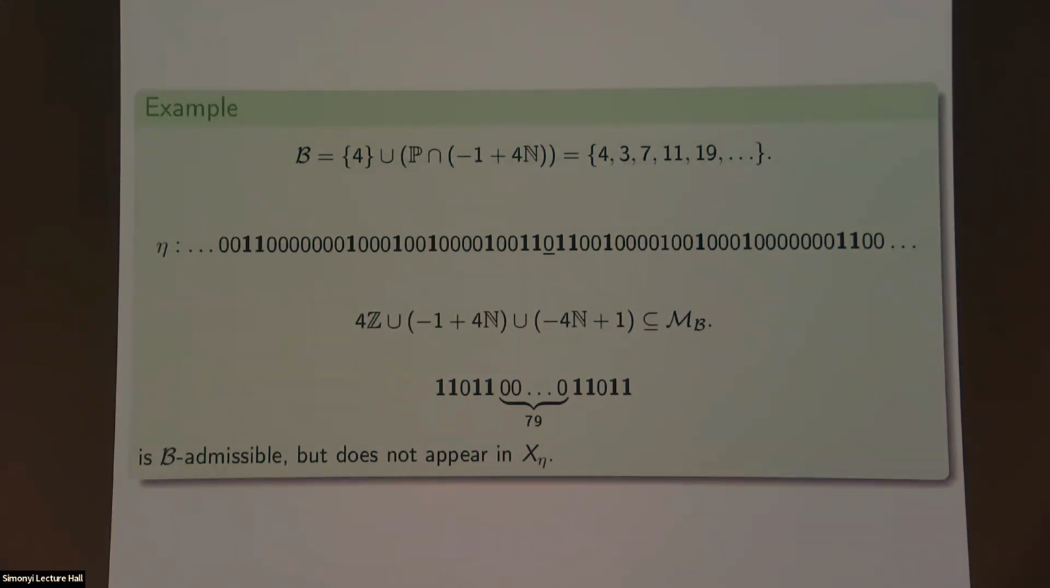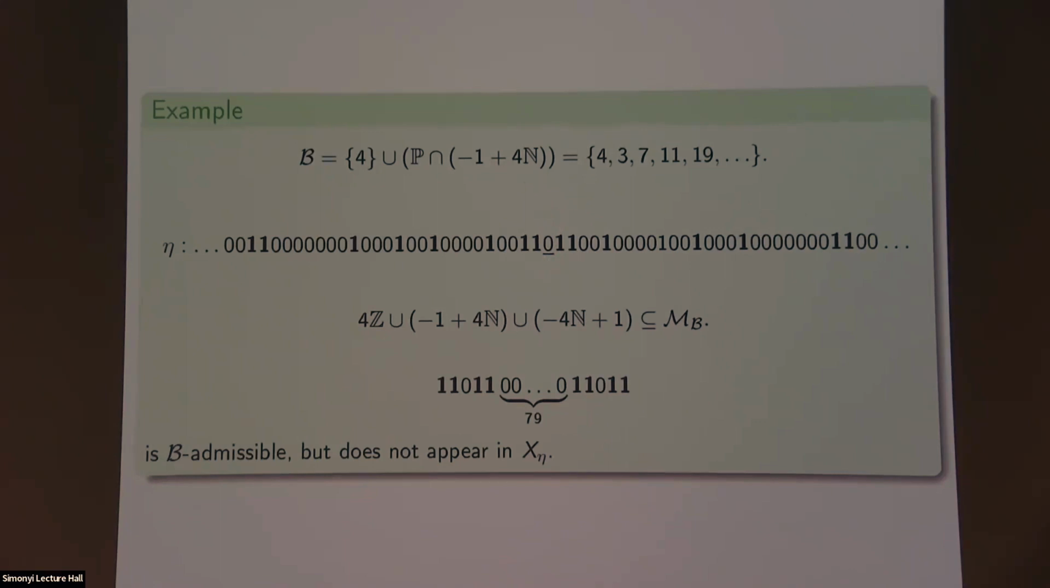Let me show you some fun example. Take for B the set consisting of the number 4 and all primes P which are congruent to -1 modulo 4, where P stands for the set of primes. The indicator of B-free numbers looks like this. I don't know if it is instructive or not. This is the 0 position, doesn't matter.